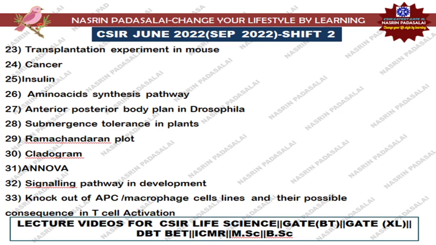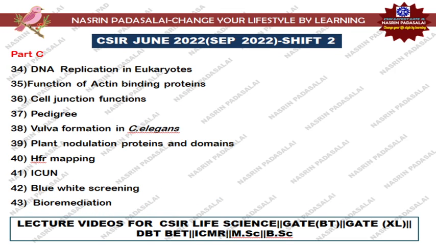Next, I have a question regarding what happens when you knock out an APC cell line or macrophage cell line, and what the possible consequence in T cell activation is, like that. So only if you know the entire mechanism of T cell activation can you answer those questions. Okay, so if you're studying T cell activation, ultimately you should try to apply the concept in the question format. Okay, since CSIR is a highly tough exam, only if you apply the concepts you studied can you clear this examination.